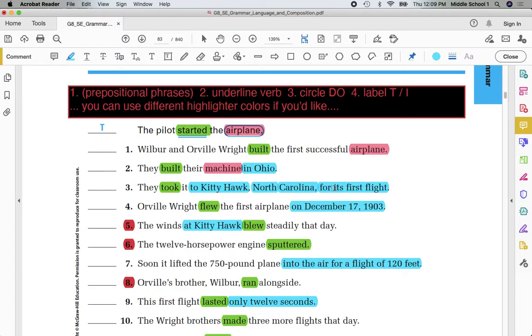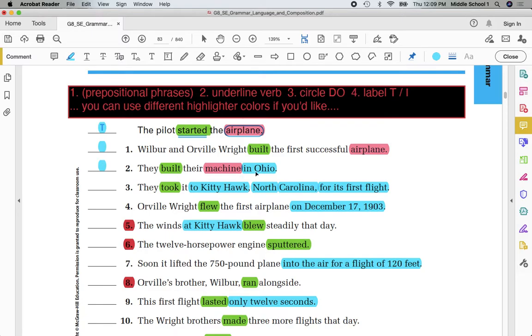The pilot started the airplane. There is no prepositional phrase. Started is the verb, and I can underline it rather than highlighting. I could circle or highlight airplane, which is the direct object. That makes it transitive. Wilbur and Orville built, verb, built what? Airplane. Transitive. Why? Because it has a direct object. They built what? Machine. Transitive.